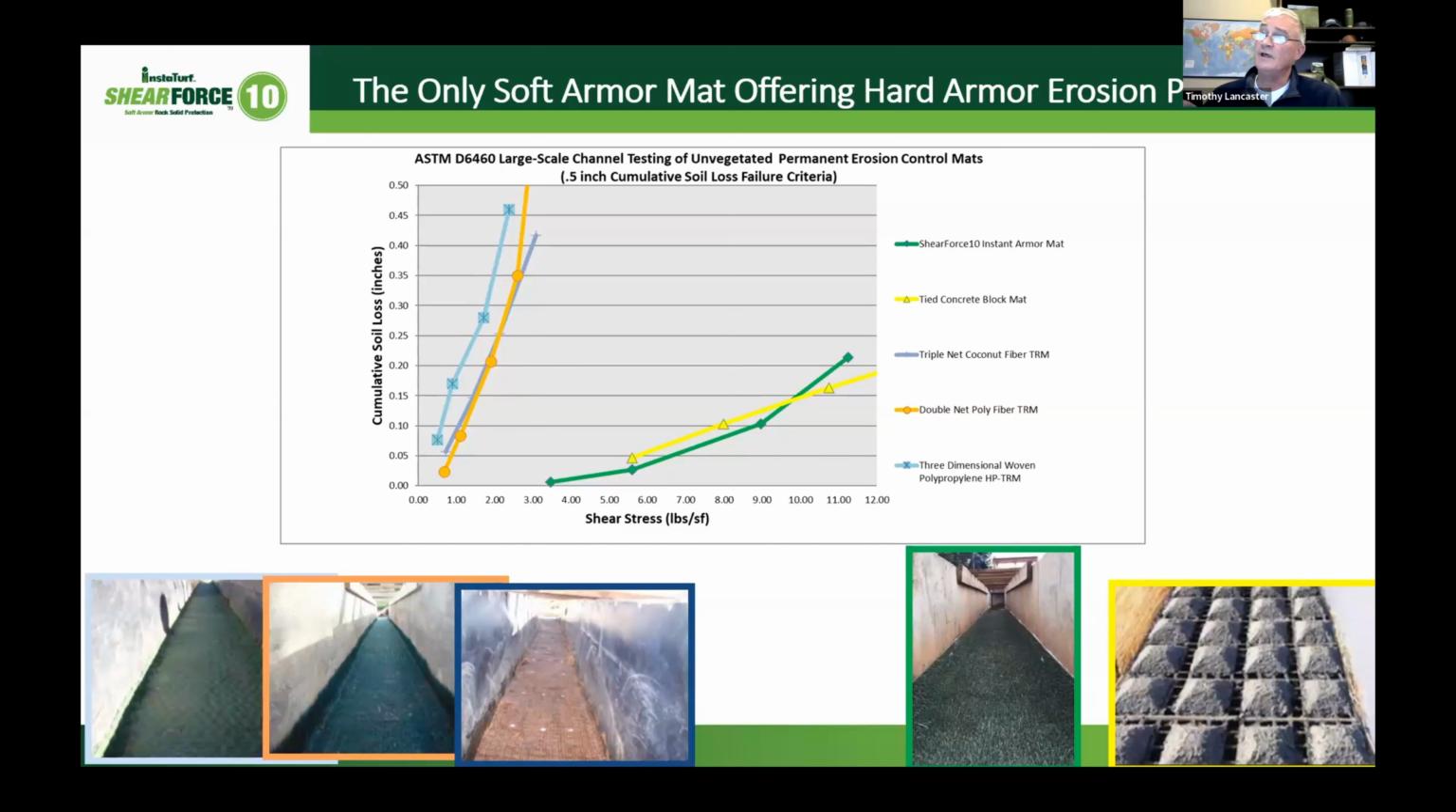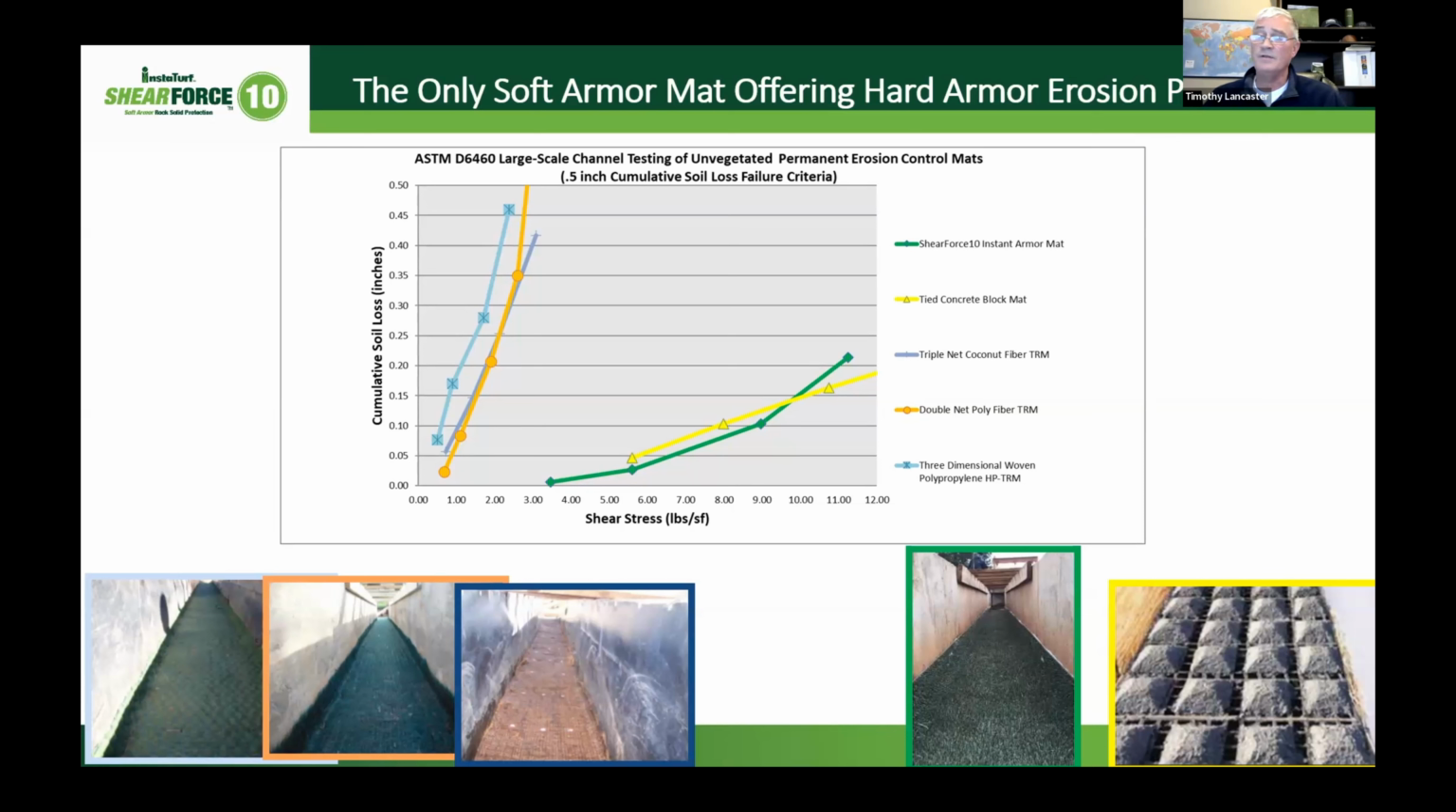Here we're looking at the 3 graph lines to the left there. Those are kind of your conventional turf reinforcement mats. You'll see that all 3 of those products from an erosion control standpoint perform about the same. They're all at or approaching that half-inch failure point between 2 and 3 pounds per square foot of applied shear stress. Bear in mind, these are unvegetated materials at this point.